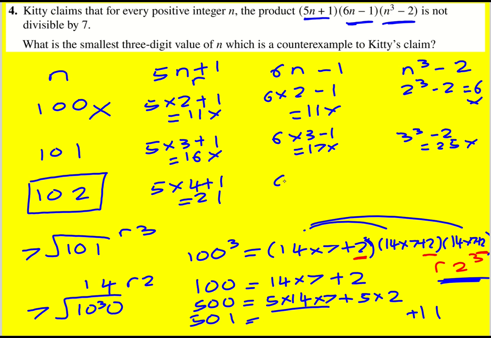Let's just look into it. So it would be 6 times 4 minus 1, which is 23. So it doesn't go into that. And then 4 cubed minus 2, that'd be 64 minus 2, it'd be 62.